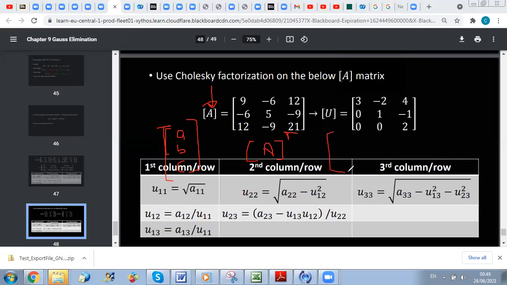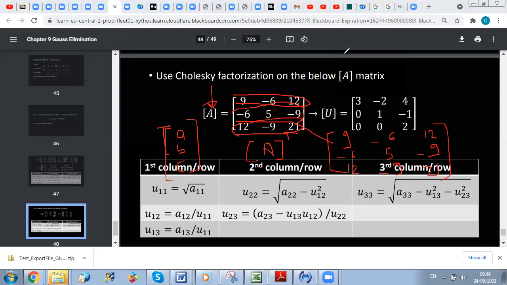So if we do it here, the first row will become the first column, so it's 9, -6, and 12. The second row will become the second column, so it's -6, 5, -9. And the third row will become the third column, so it's 12, -9, 21. Okay. So now you can say that I verified first that A is equal to A transpose, so it's symmetric.